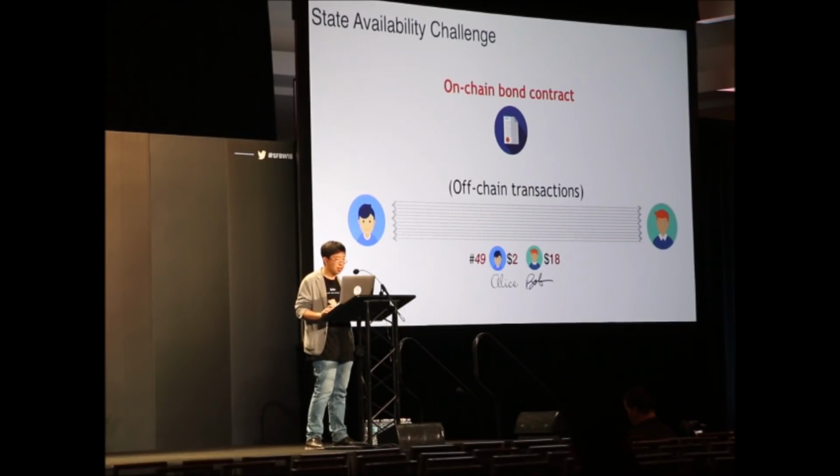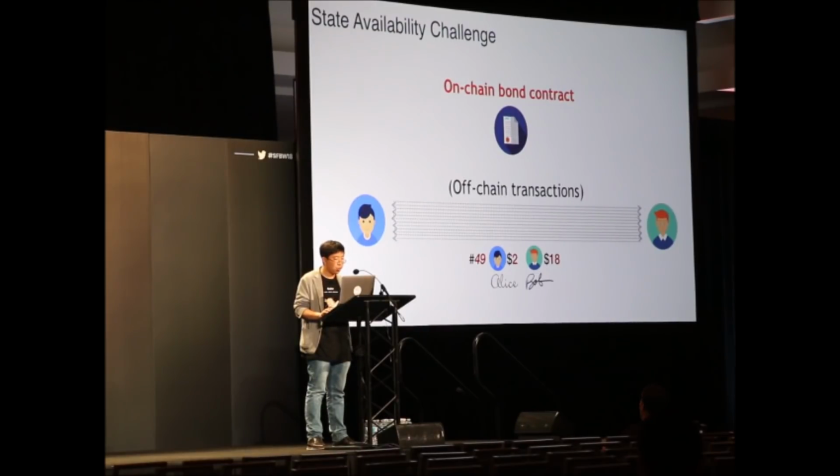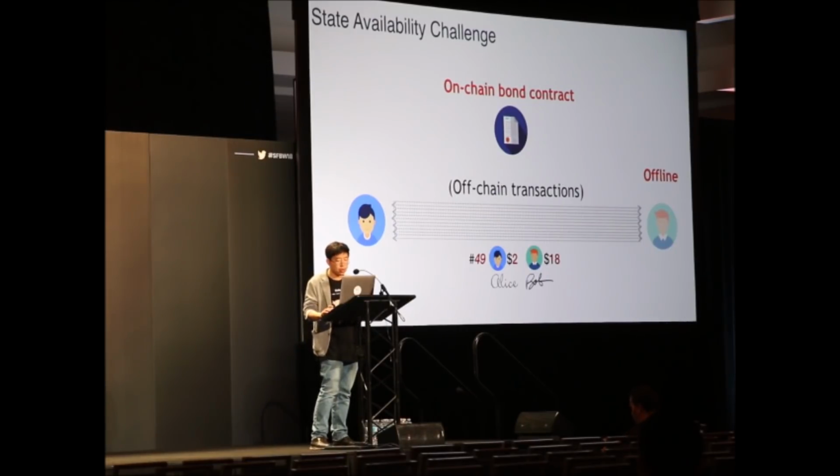Come back to the example of payment channel. Let's say you have two parties and an on-chain bond contract. The most recent state proof that is mutually signed is numbered 49, right? So now in state channel applications or state channel platforms, there's an unrealistic assumption saying that you have to have every party online all the time, but it simply cannot be true. So let's say someone goes offline, what happens now?